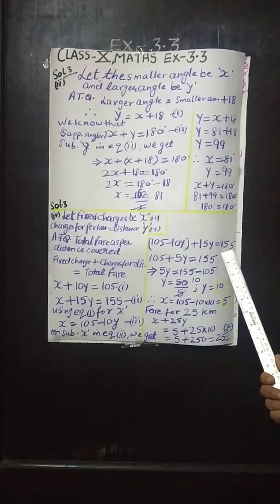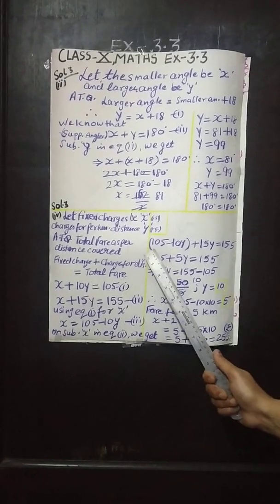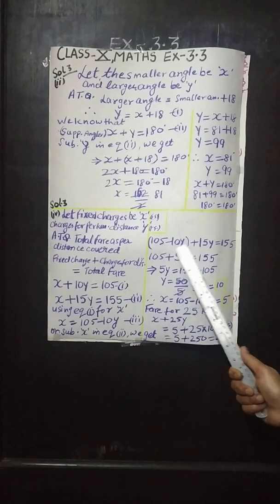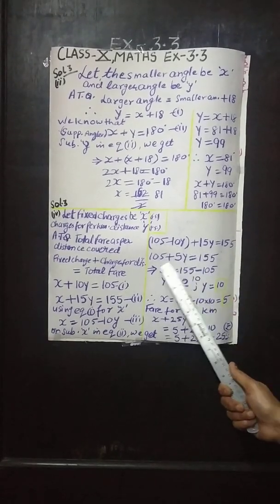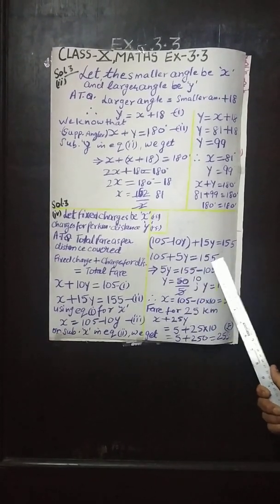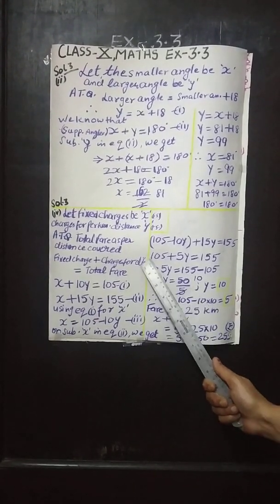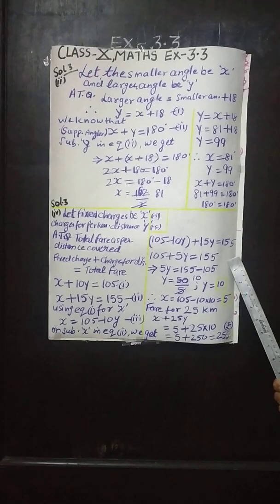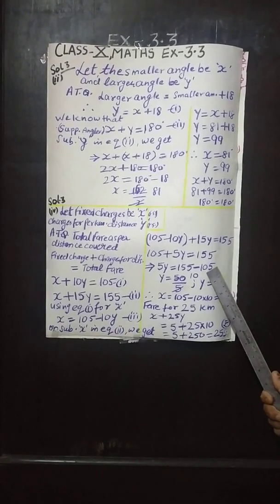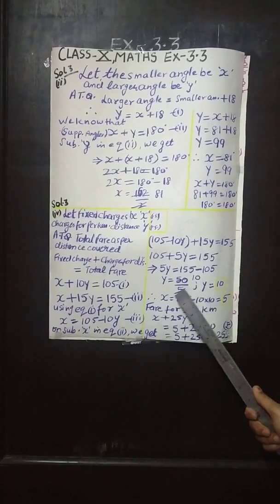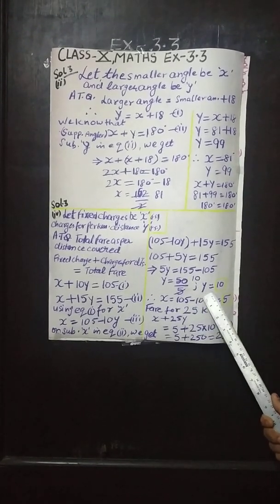Here we have substituted x in the second equation. So on opening the bracket, 105 plus 5y, because minus 10y plus 15y will become 5y. 105 plus 5y is equal to 155. So 5y is equal to 155 minus 105, since 105 is transposed to the other side and becomes minus 105. So y is equal to 50 upon 5. So on cancelling this, we get y is equal to 10.